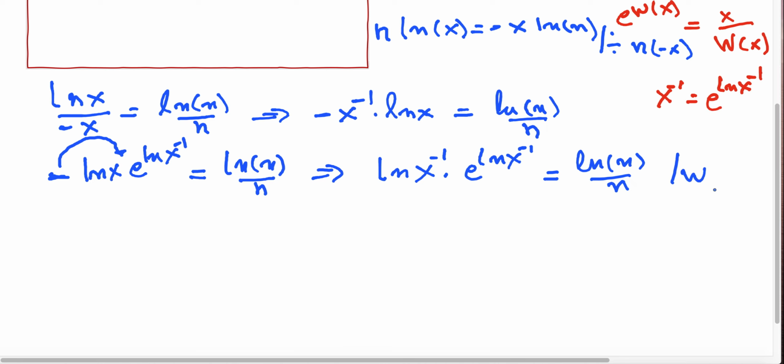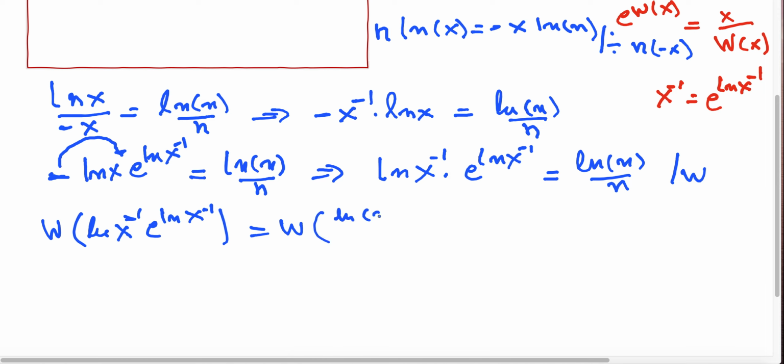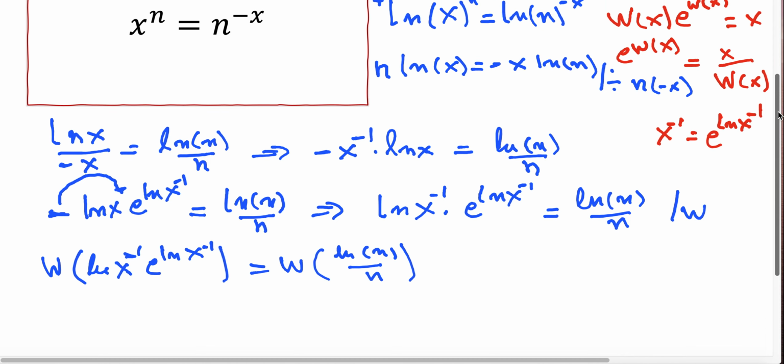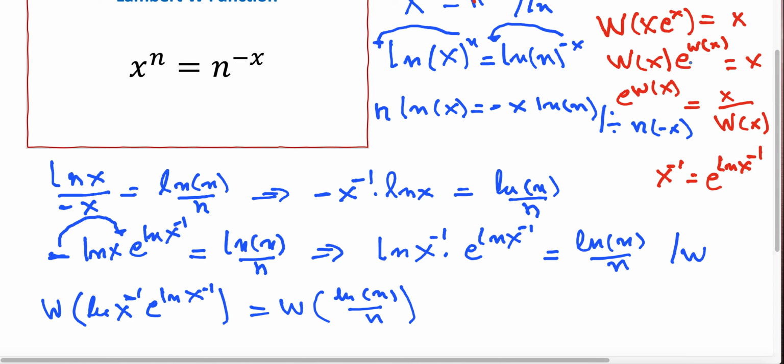W with a Lambert form, I'm going to multiply both sides, and we have here W of (ln x − 1) in exponent e^(ln x − 1) is equal to W of (ln n divided by n). And now we can use this Lambert criteria, this form here.